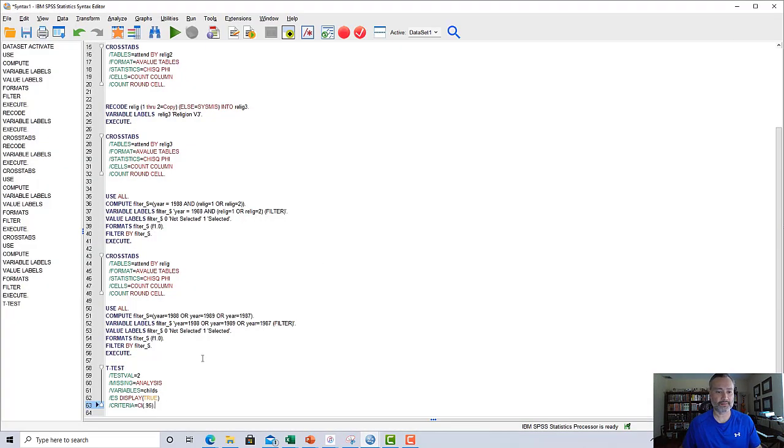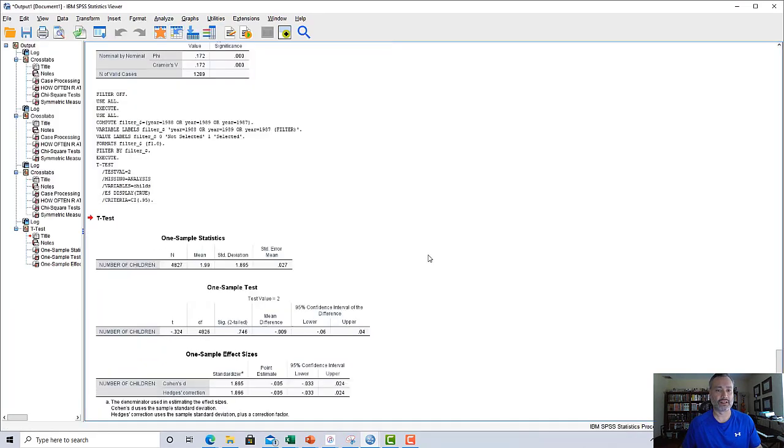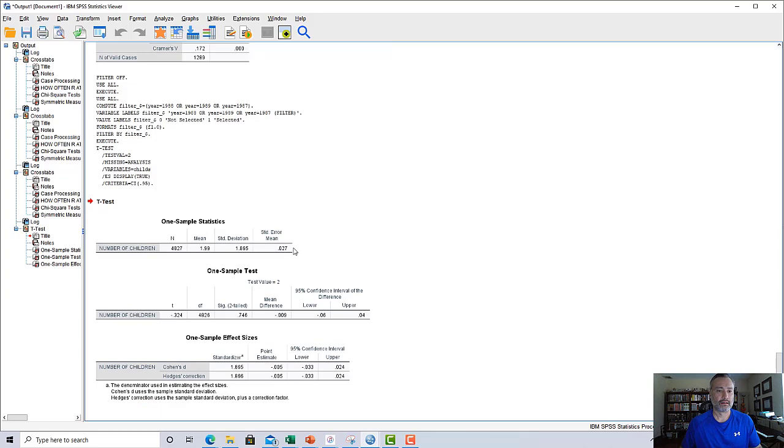I go to my syntax. That's what the syntax looks like. If I highlight it and I run the selection, this is what the output looks like. So in this sample, the average number of children was 1.99. That's each respondent answering about his or her household. So that's the mean. Like if you just ran means, what's the mean of children? That's it. You're getting that as part of your one sample t-test output.